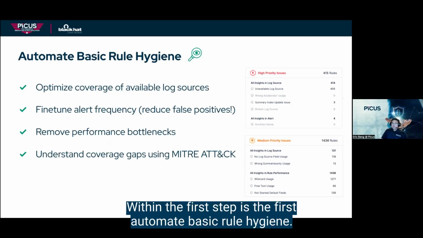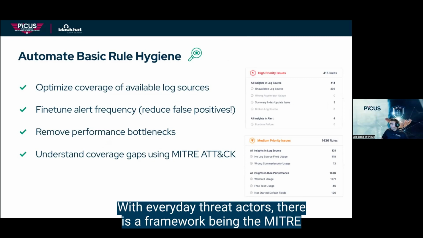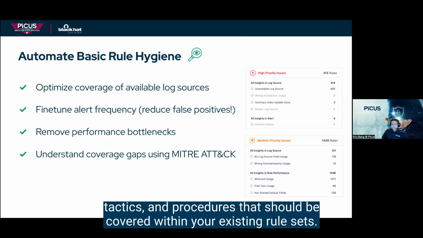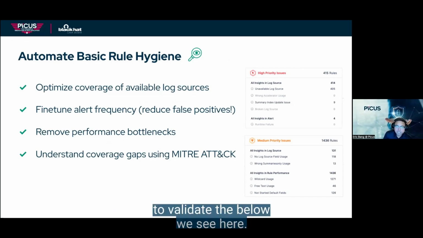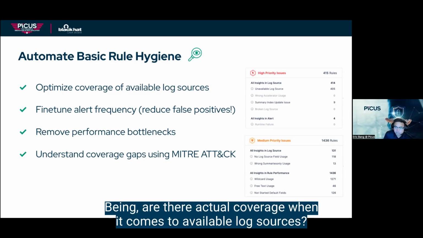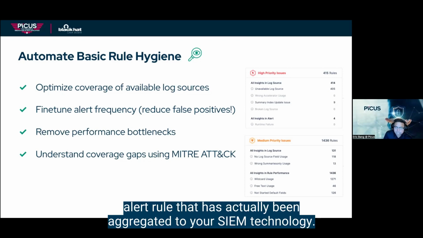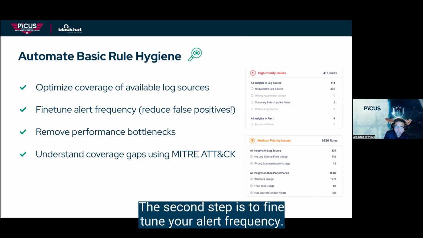The first step is to automate basic rule hygiene. With everyday threat actors, there is a framework, the MITRE ATT&CK framework, that has been built around various techniques, tactics, and procedures that should be covered within your existing rule sets. So what we do here at Picus is use an API into your existing SIEM technology to validate what we see here: is there actual coverage when it comes to available log sources? Has a firewall event related to a potential firewall alert rule actually been aggregated to your SIEM technology?